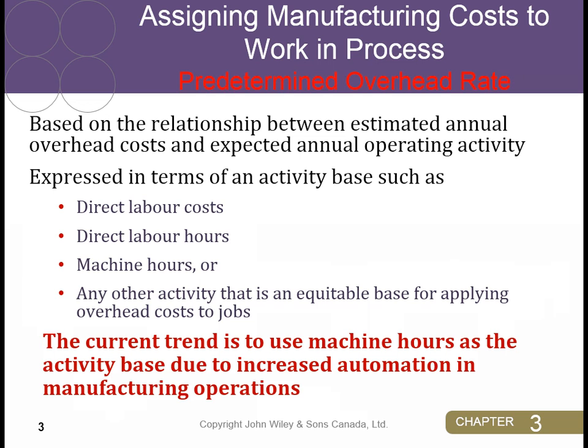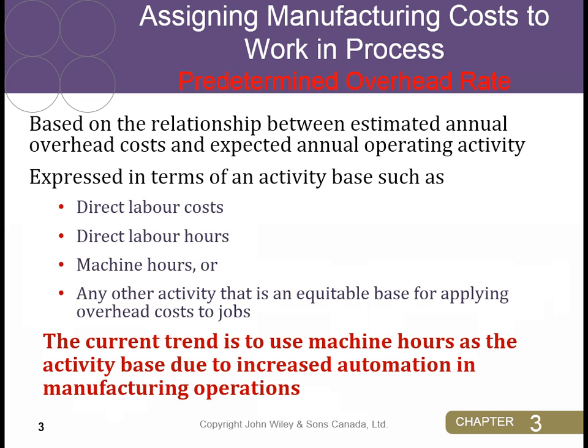So we have to come up with a way to allocate overhead to the job immediately, as soon as it's done or as we're working through it. And that predetermined overhead rate allows us to do this. So it's based on budgeted numbers. So before the year even starts, we sit down and put together our budgets and we estimate what our overhead is expected to be for the year.